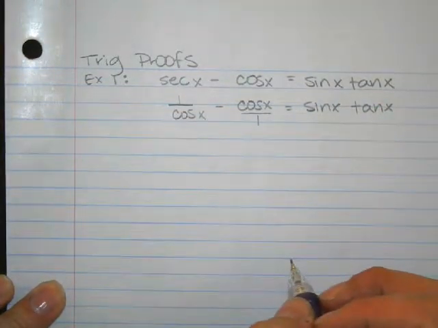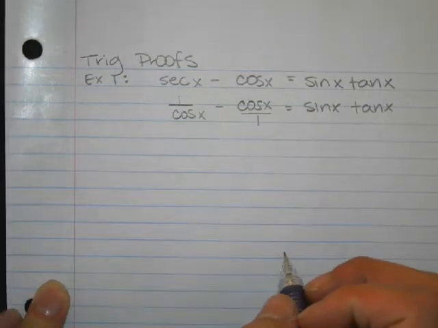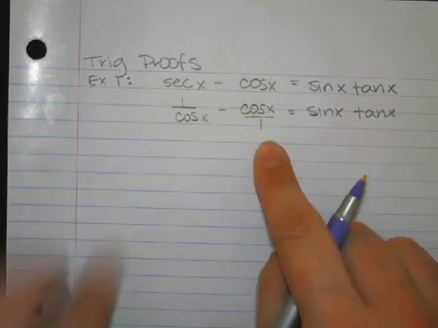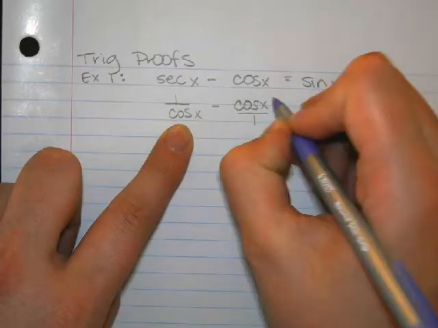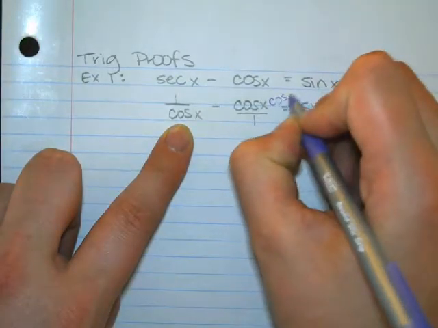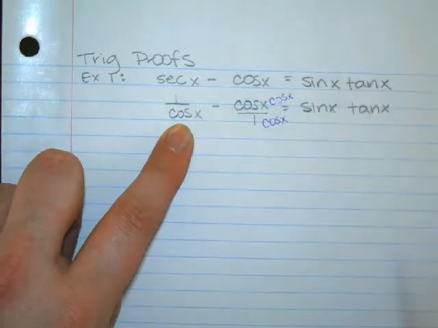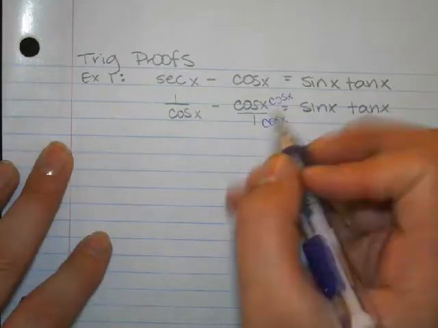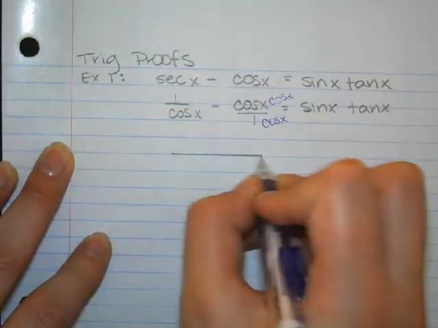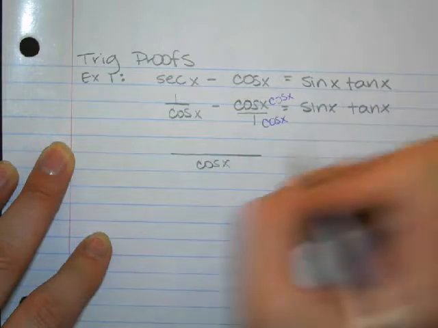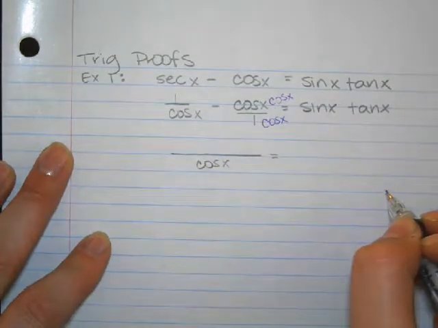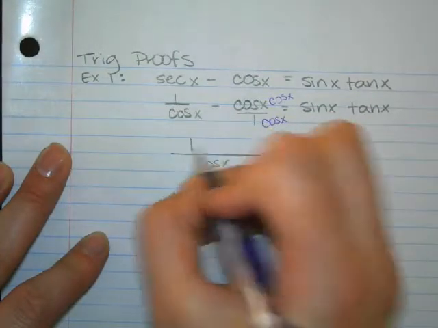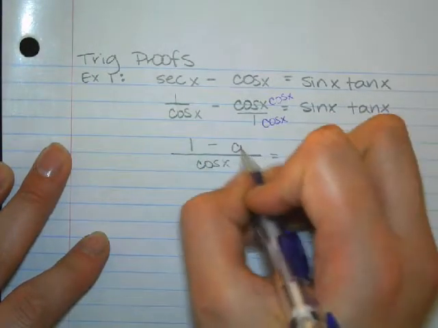And what do I do to subtract two fractions from each other? Common denominator, which would be cos. So I'm going to multiply by cos on the top, and I'm going to multiply by cos on the bottom. So now I have a common denominator of cos. And what do I have on top? So for the left fraction, we've got 1 minus cos squared.